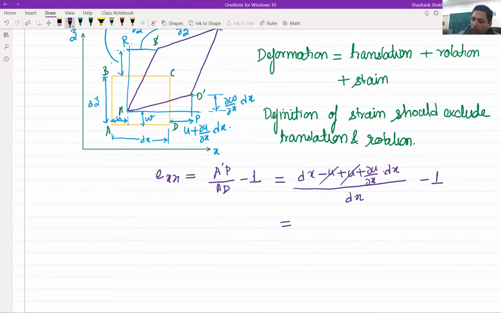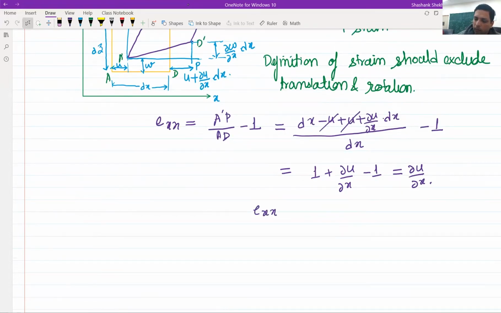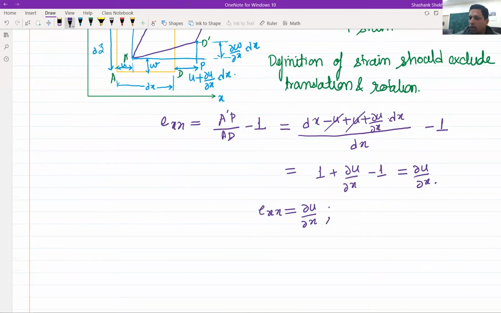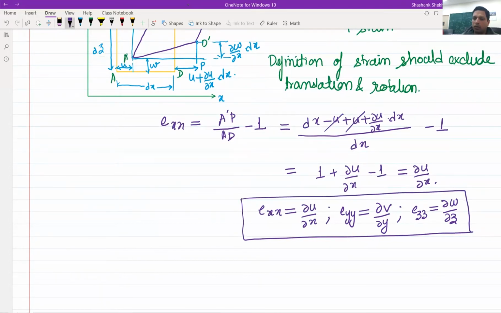So you can see this and this get cancelled out. And when you have dx plus del u by del x times dx, you can cancel out the dx term in all of these and it becomes 1 plus del u by del x minus 1, which is equal to del u by del x. So the Exx term is nothing but del u by del x. With this understanding, we can now extend to the others: Eyy is equal to del v by del y and Ezz is equal to del w by del z. So those are the normal strains.